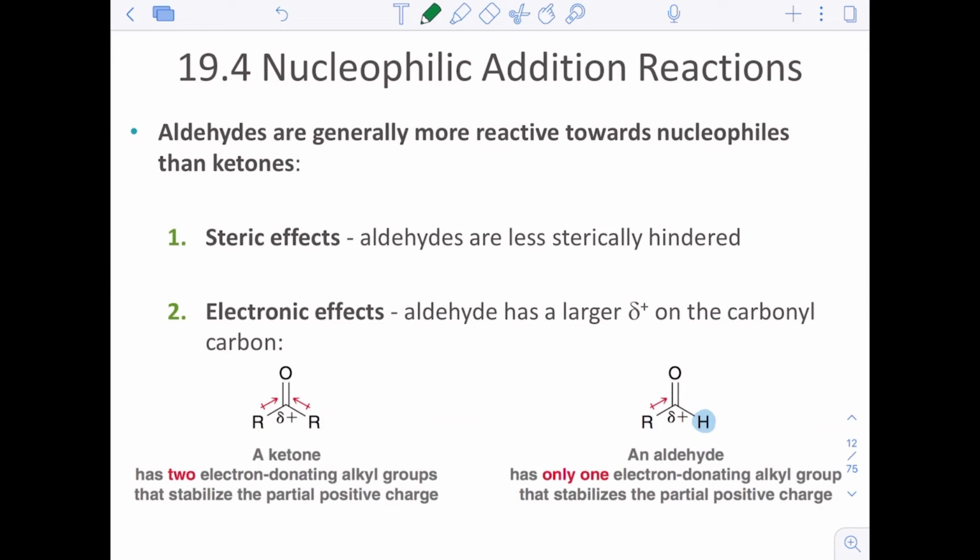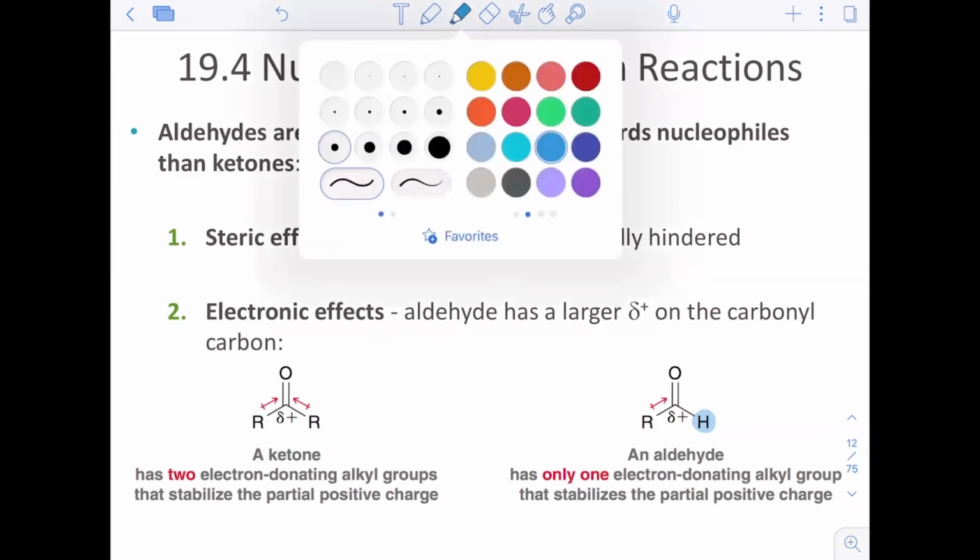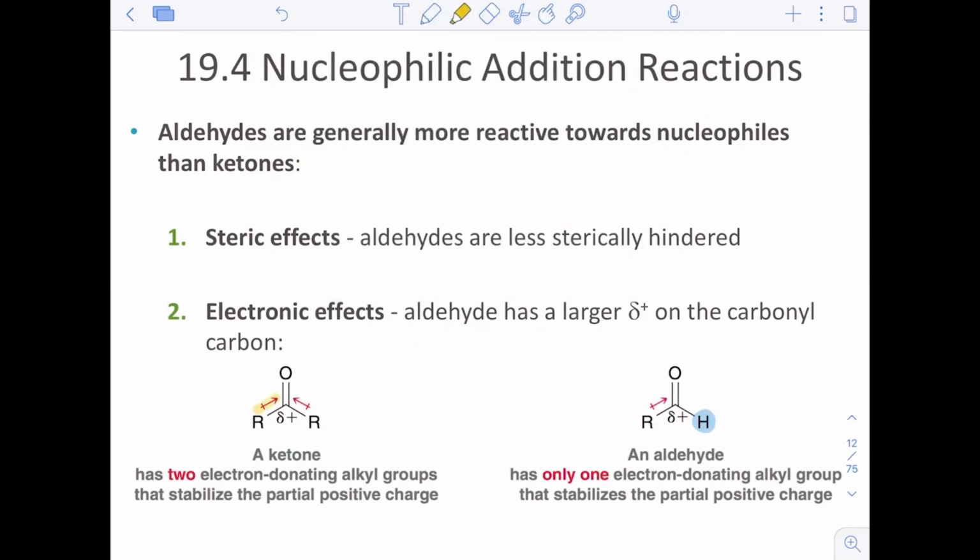The other problem with ketones, and why they are slightly slower at reacting than aldehydes, is the electronic effects. Carbons donate electron density, right? And so ketones have 2 electron donating groups, pushing some electron density towards that electrophile, trying to stabilize it. Aldehydes only have 1 of those electron donating groups. So the delta plus on an aldehyde is much larger than the delta plus on a ketone.